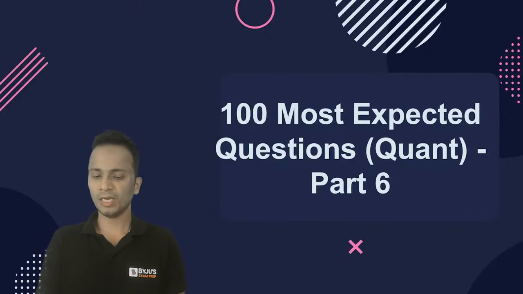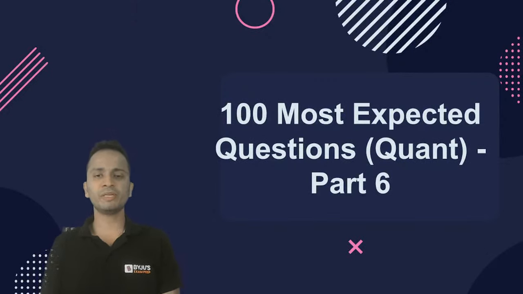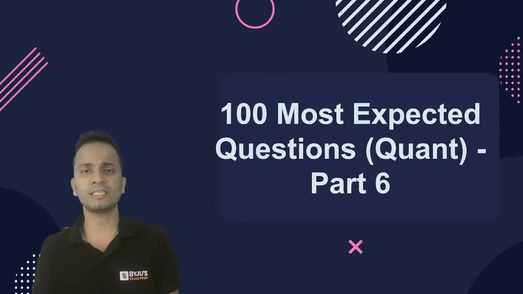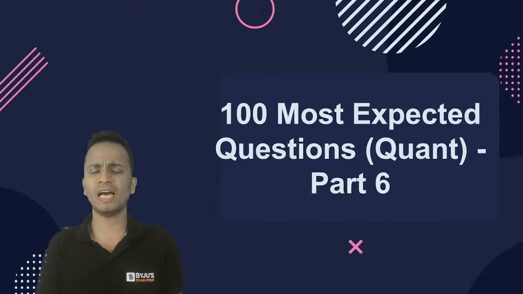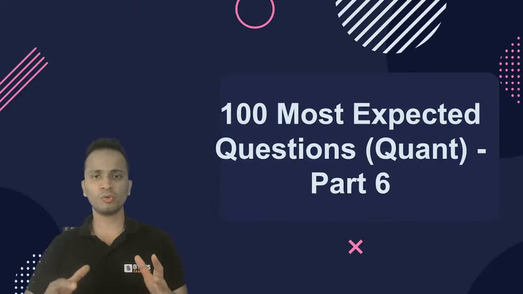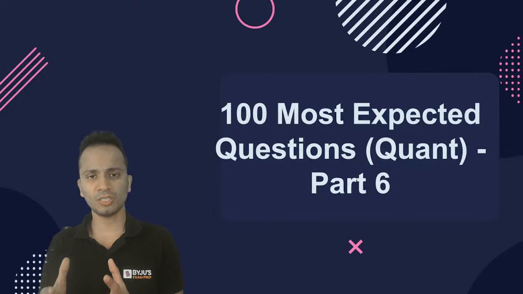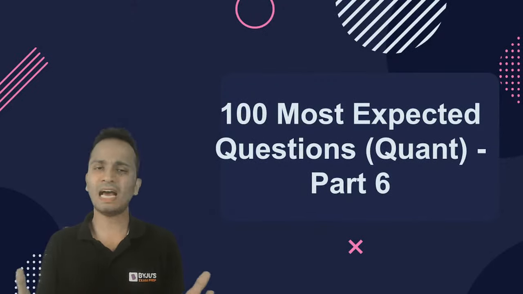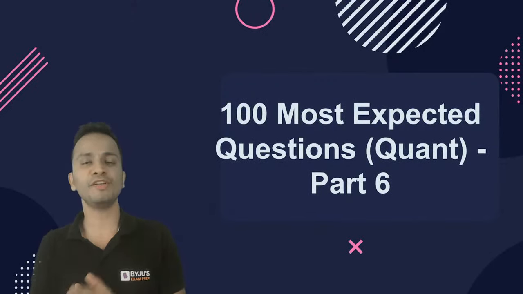All right. So friends, today let's quickly begin with part number 6 of 100 most expected questions. The method in which we'll be conducting this session will be as usual, the way we have been doing it earlier. I'll be displaying questions one by one, and we'll give you 1.5 to 2 minutes to solve every question, after which I'll have a small discussion on every question.